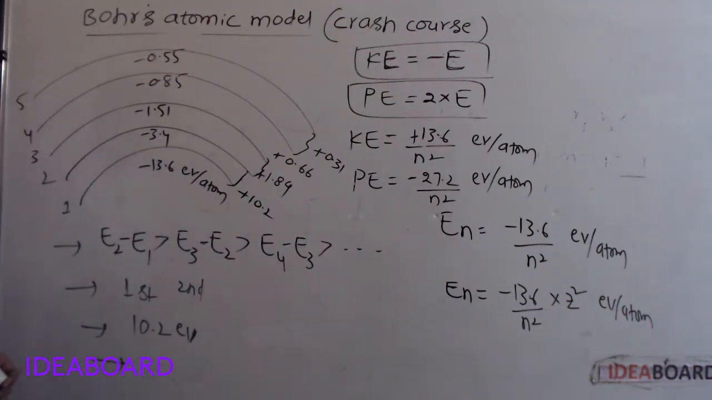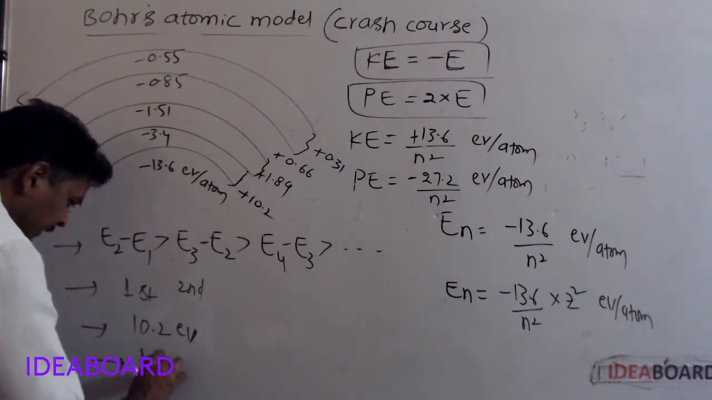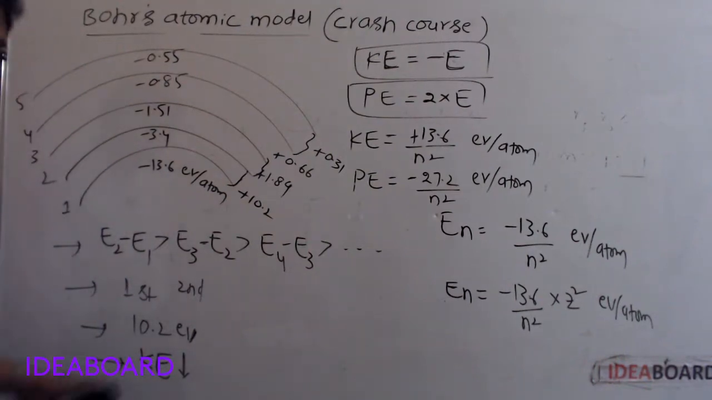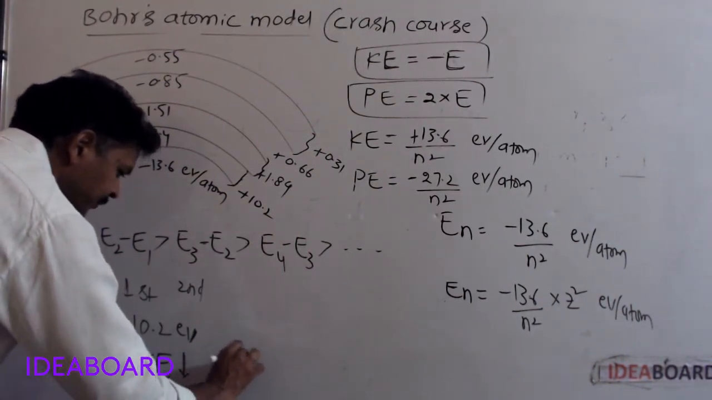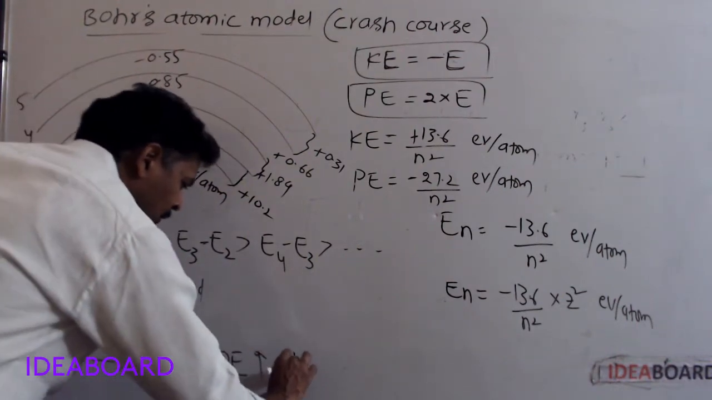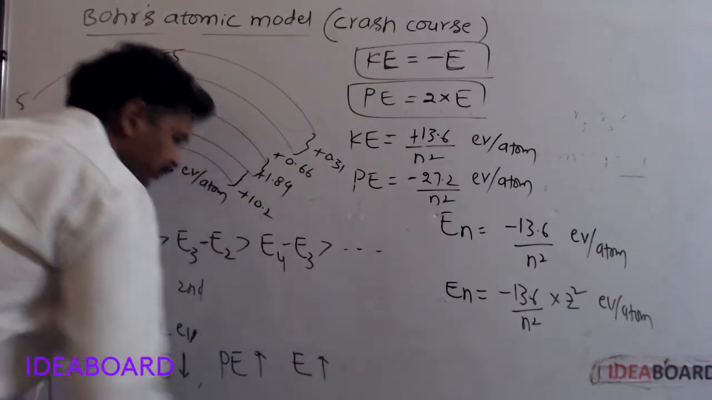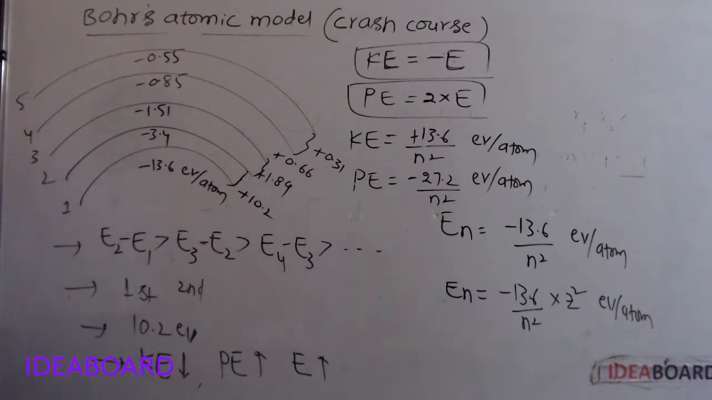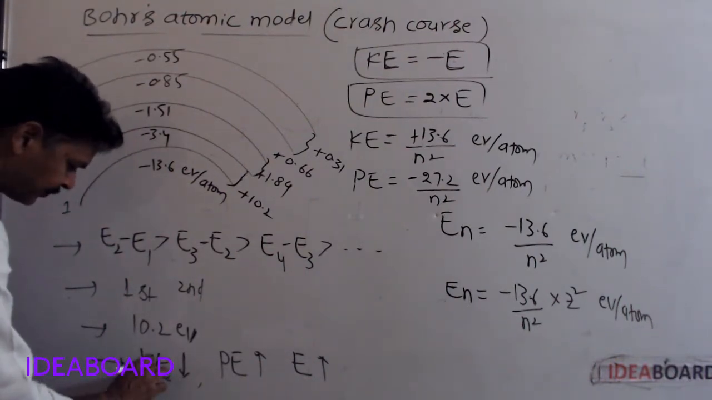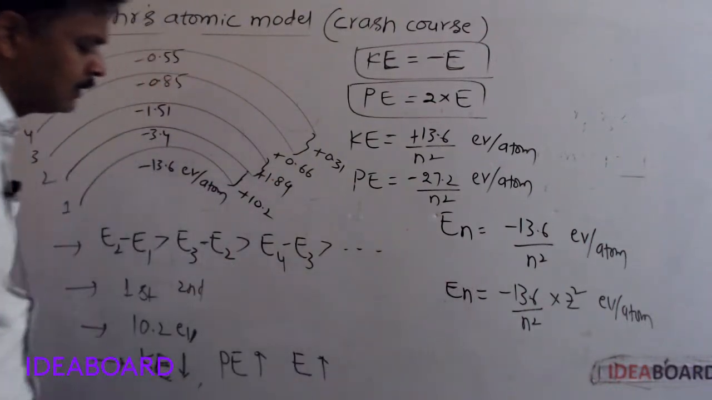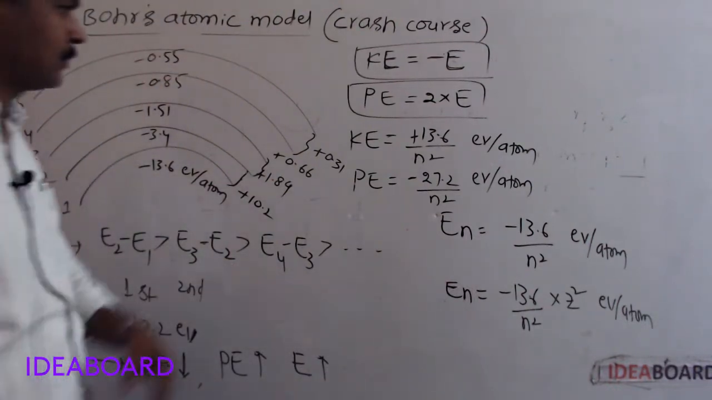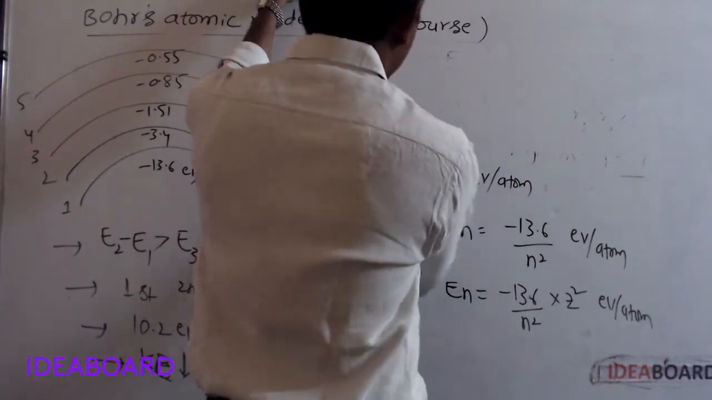As n value increases, kinetic energy decreases, potential energy increases, and total energy also increases.